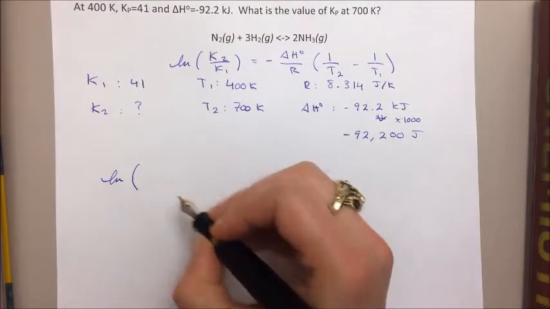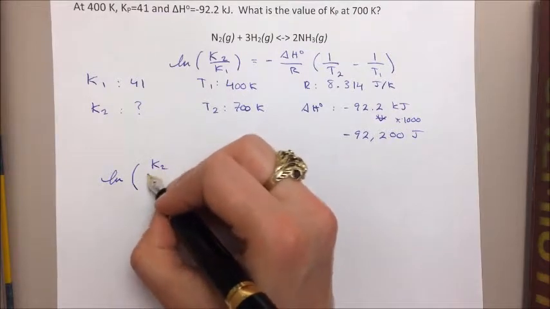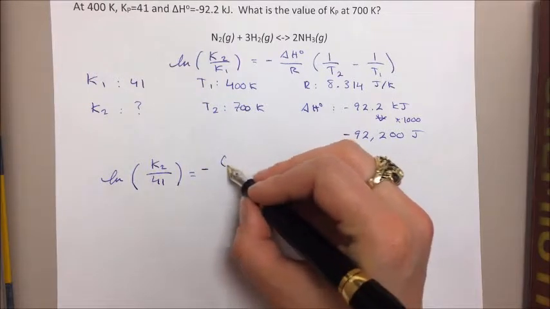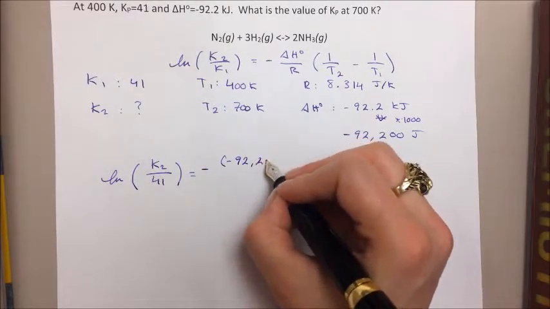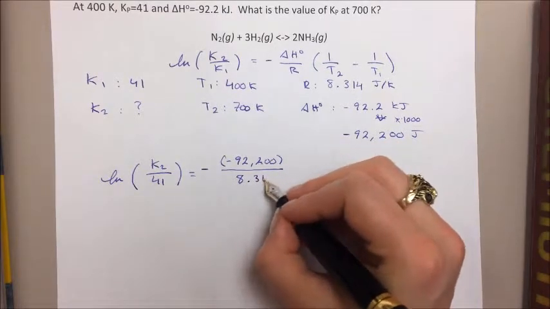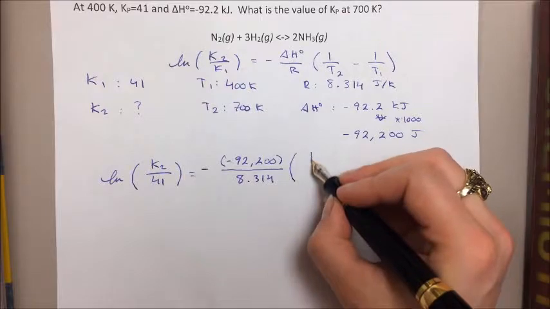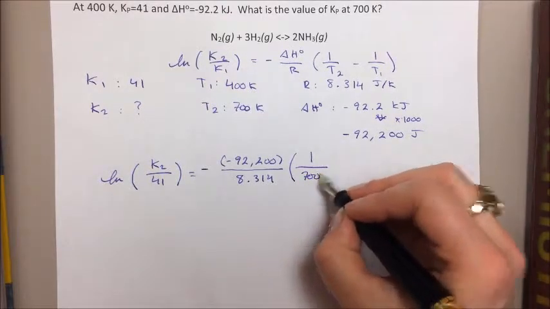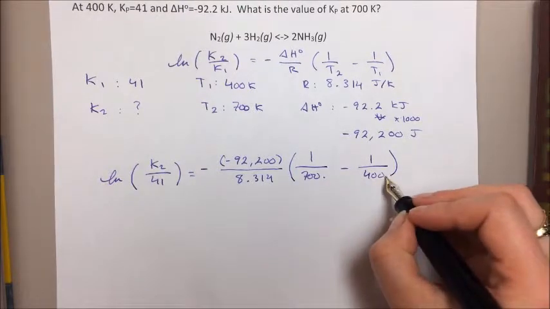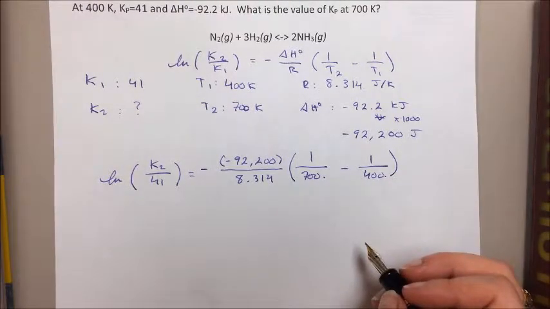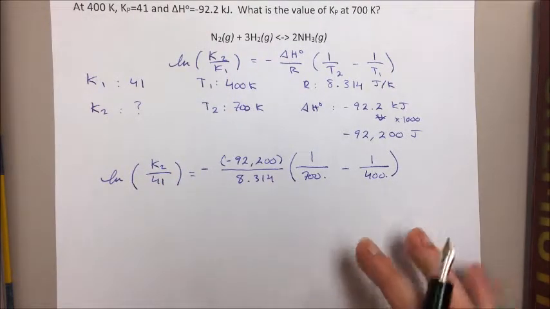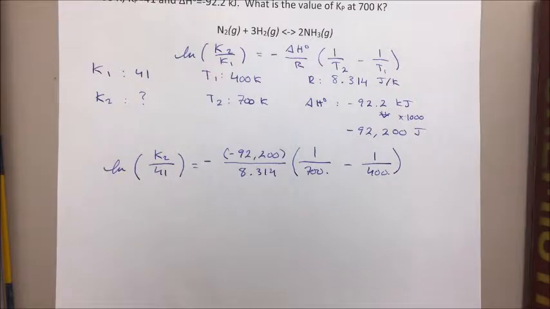So natural log of K2 over 41 equals negative 92,200 over 8.314 times 1 over 700 minus 1 over 400. And we're going to pretend that those have decimal places on them for the sake of this problem. I'm going to work through this step by step. Feel free to pause here and then skip to the end to see if you've gotten the right answer.